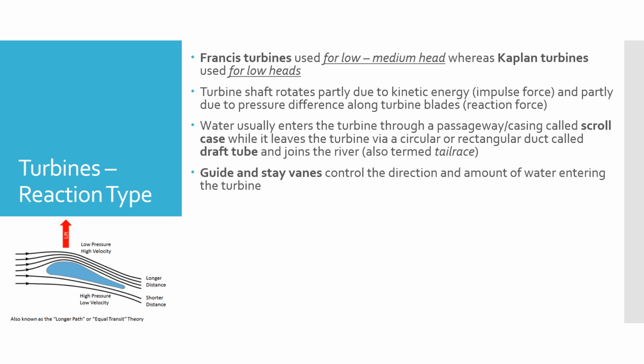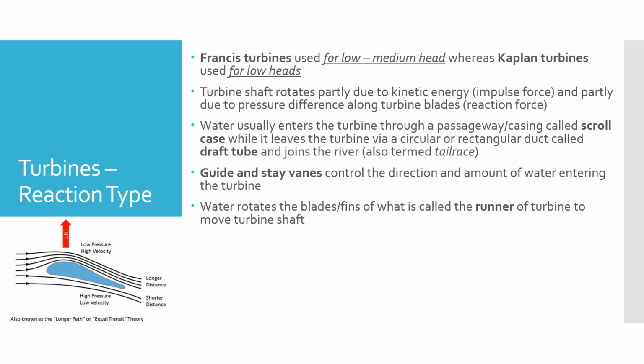There are certain guide vanes and stay vanes which control the direction and flow of water into the turbines. The stay vanes are normally stationary, but guide vanes can move about their axis and prevent or facilitate the flow of water into the turbine runner. So water rotates the blades or fins of what is called the runner of the turbine to move the turbine shaft. As I have told you previously, the blades are mounted on a rotating body that is called the runner of the turbine.